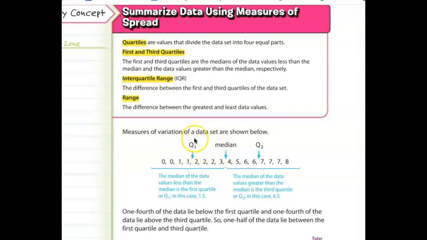Today we're going to focus on quartile 1, which is the median of the first half before we get to the median, and quartile 3, which is the median of just the second half of the data. And then we're also going to see how we calculate the interquartile range, and we're going to learn what the word range means.